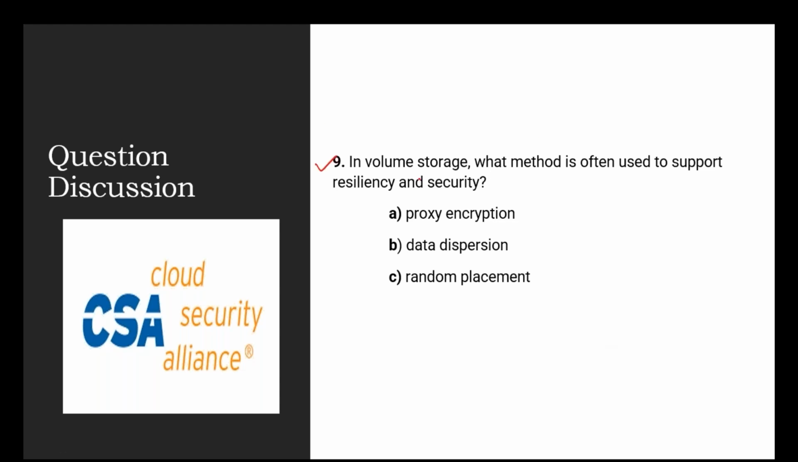In volume storage, what method is often used to support resiliency and security? Resiliency basically is making sure that your volume is up and available. One of the techniques we use in the cloud environment, which is very similar to the RAID solution, redundant array of independent disks in the traditional environment, is called data dispersion. Data dispersion is basically dividing the storage into smaller chunks and replicating in multiple locations. So even if one of the chunks is down, we can still have the data up and running, right? So data dispersion is making sure that your data is always available to you.